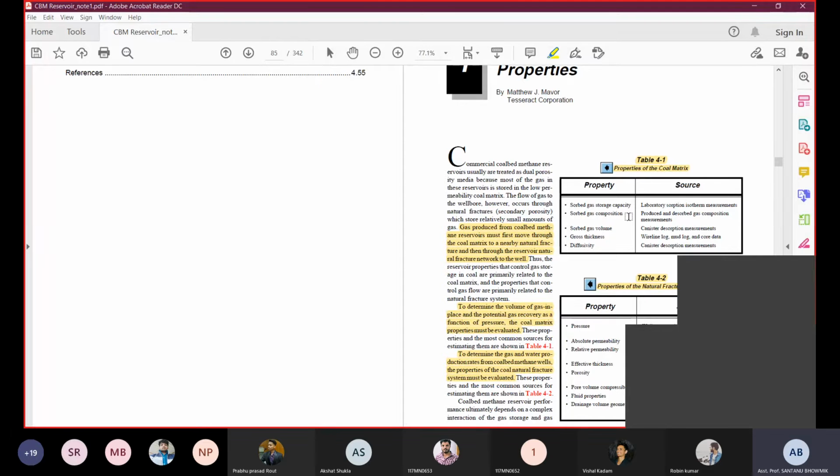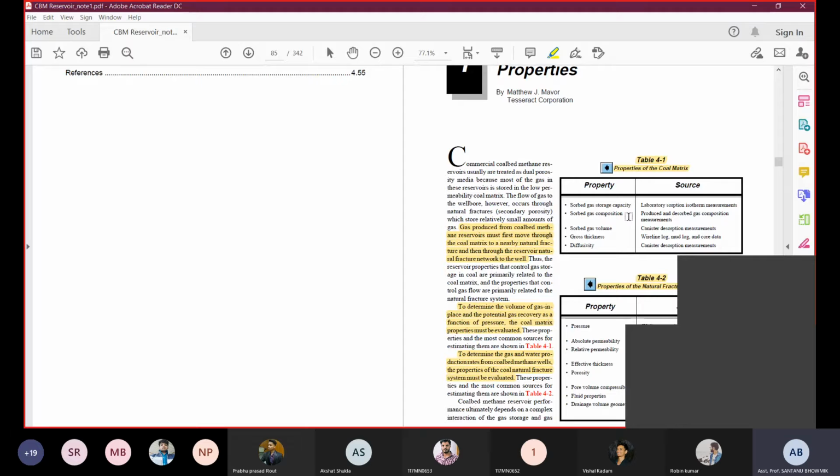The gross thickness, because depending on the thickness only the gases will be stored. Actual reservoir coal seam thickness you have to take care of. And the diffusivity. Why diffusivity? Because with the diffusivity of the pore wall, the diffusion will occur based on the concentration gradient, and this diffusivity or the diffusion coefficient will dictate how much mass transfer will occur with time, that is, how much of the gases are going to transfer from the pore wall to the natural fracture system. So these are all the related properties of the coal matrix. We'll see them one by one.